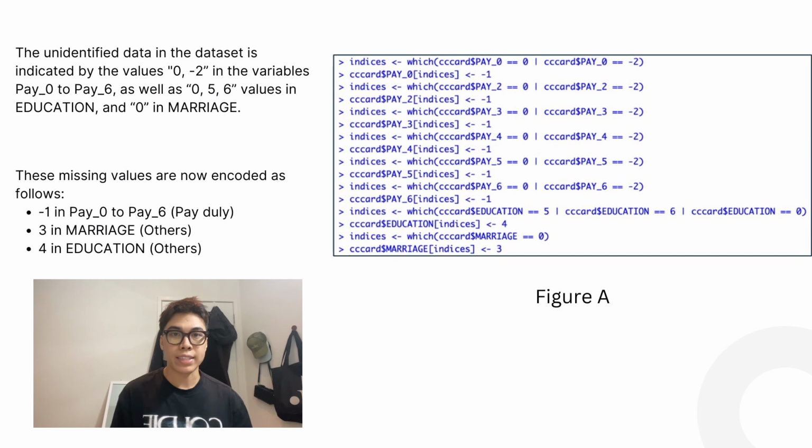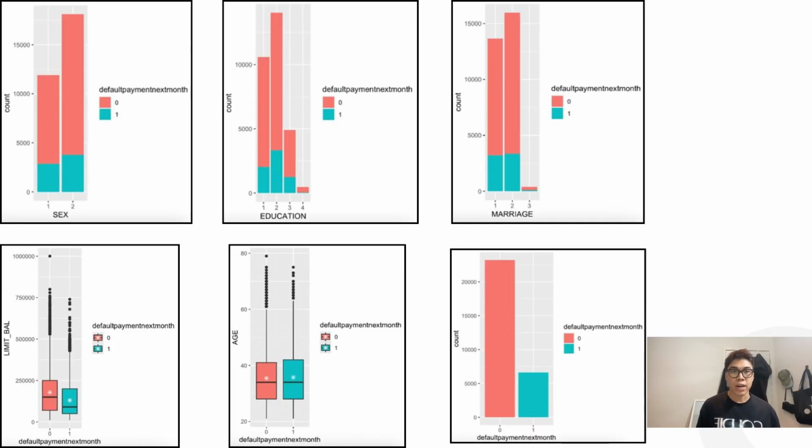Next, we need to handle unidentified data in the dataset. So the unidentified data in our dataset is indicated by the values 0 and -2 in the variables pay 0 to pay 6, as well as 0, 5, 6 values in education and 0 in marriage. So as you can see in figure A, these missing values are now encoded as follows: -1 in pay 0 to pay 6, which indicates pay duly, 3 in marriage, which indicates others, and 4 in education, which also indicates others.